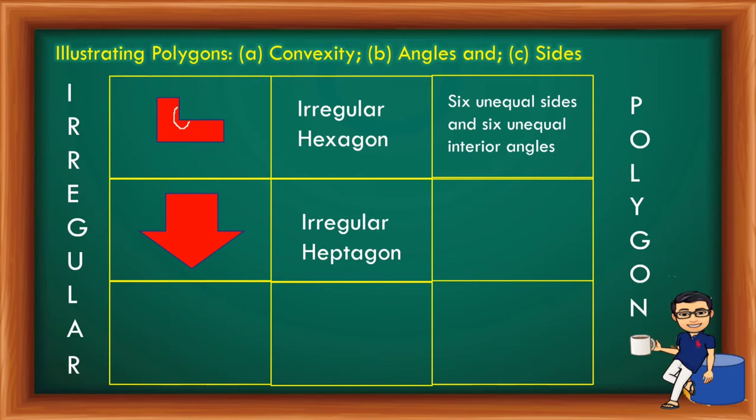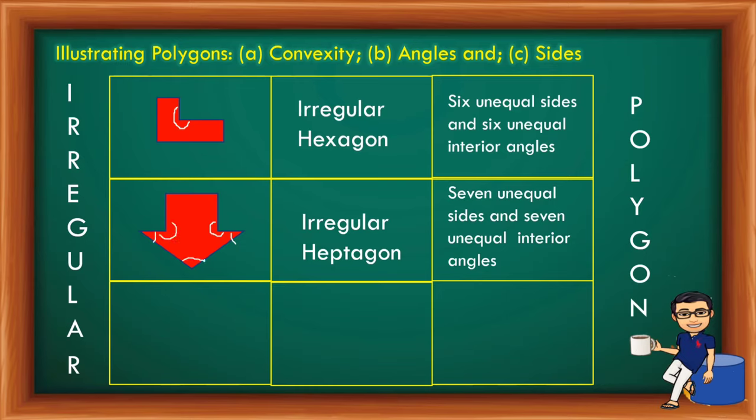We have this irregular heptagon. So, 7-sided tayo. So, 7 unequal sides and 7 unequal interior angles. So, ito yung kanyang mga side. 1, 2, 3, 4, 5, 6, 7 unequal. At ito naman yung kanyang mga angles. Ito, iba na agad ang sukat dito. Yan, dito naman yung angles. Ito dito. Tapos ito doon.